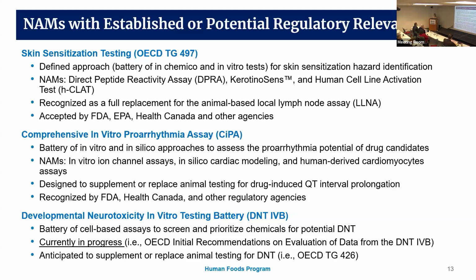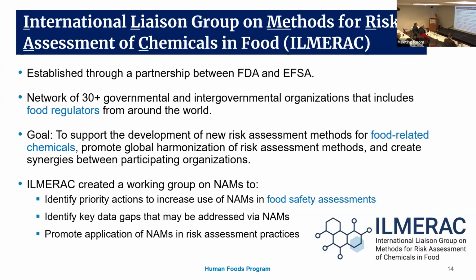This assay here is currently in progress. There is an OECD recommendation document that discusses these assays, and it's anticipated to supplement or replace animal testing for DNT. This is a set of assays that EPA has been heavily involved in, as well as some of its European partners. And it's a set of assays in which the FDA Human Foods Program in particular is interested, as far as being able to evaluate the potential DNT of food-related chemicals.